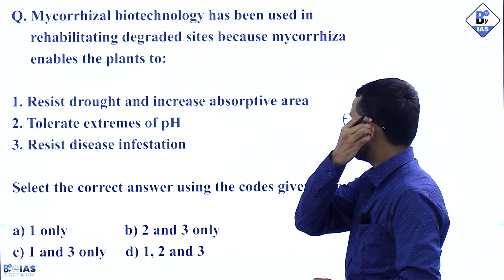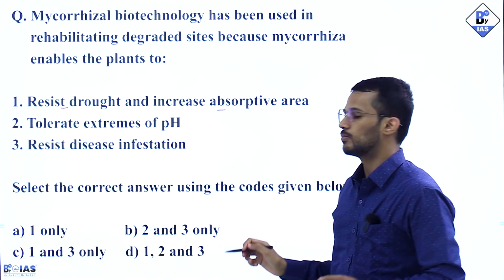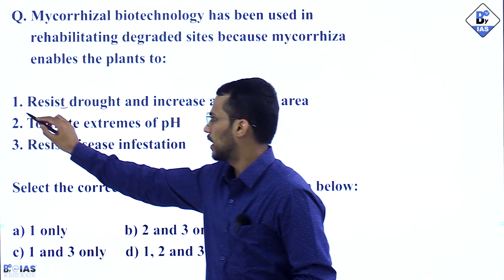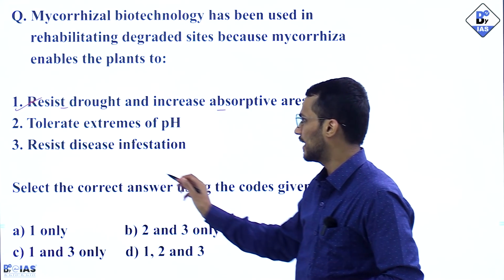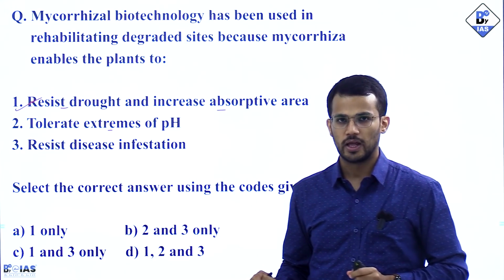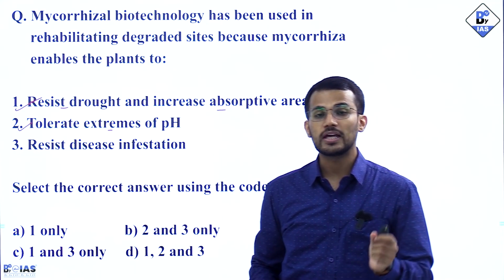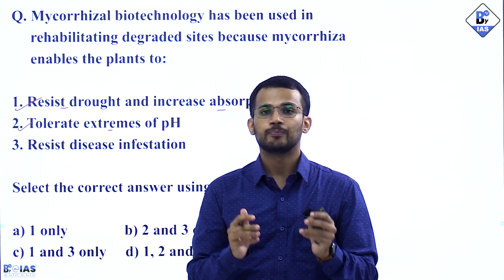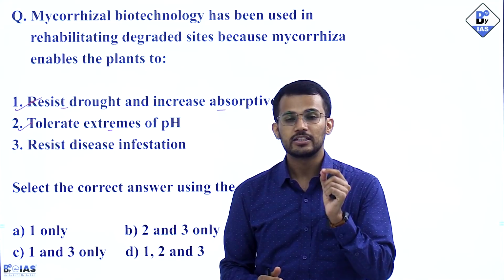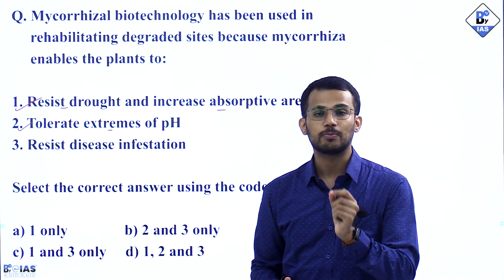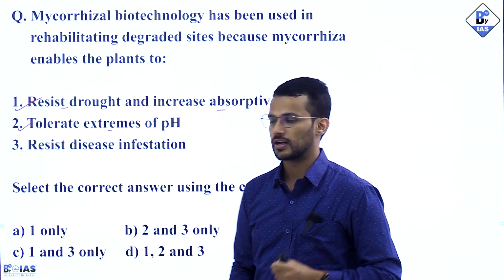So the first statement is whether it will help plants in resisting drought and increase absorptive area. Yes, as we have seen, it will help the plant to resist drought and increase the absorptive area. Second, tolerate extreme pH value. Yes, this is also correct because the mycorrhizae will make sure that the pH value of the particular location is made moderate for that plant species to grow. And that's why the second statement is also correct.